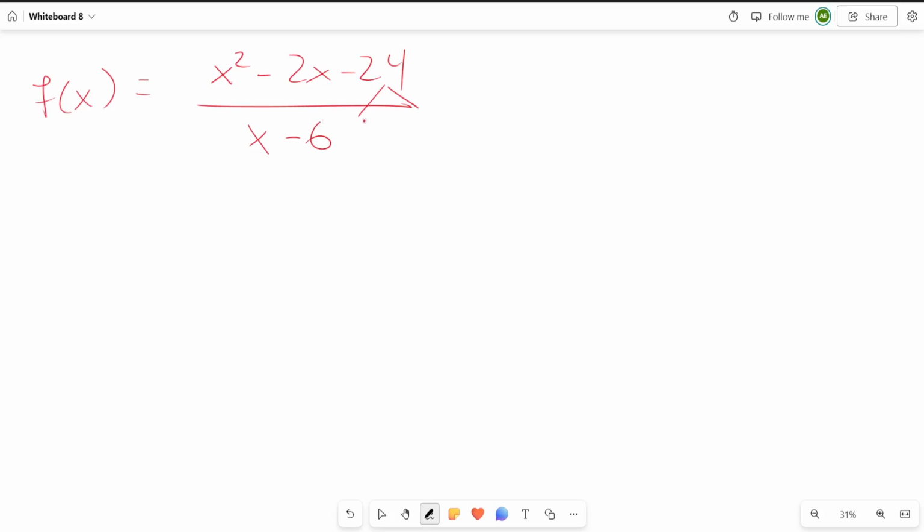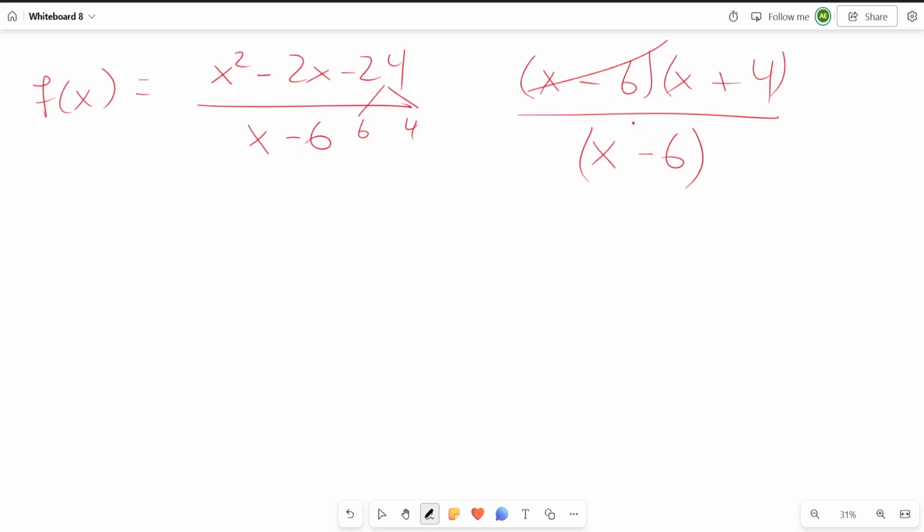These factors are 6 and 4, so I will have x, 6, and 4. This is going to be minus, this is going to be plus over x minus 6. And over here, just as we were afraid would happen, we have a shared factor. So x minus 6 will cancel with x minus 6. So over here, I know that when x equals 6, since they are shared factors, since they have the same degree, x equals 6 is now a hole.